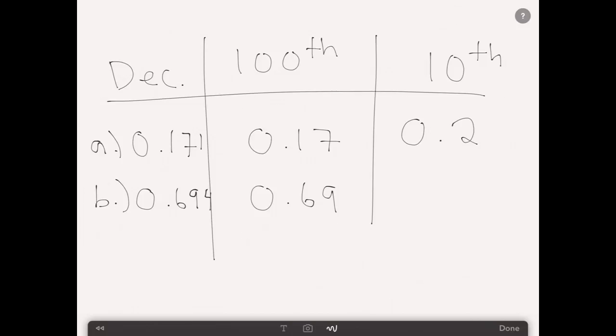Rounding that same decimal to the tenth. The 6 is in the tenths place value. Look to the right. You see a 9? Well, that's going to round the 6 up. So 0.7 or 7/10. All right, let's talk about another example.